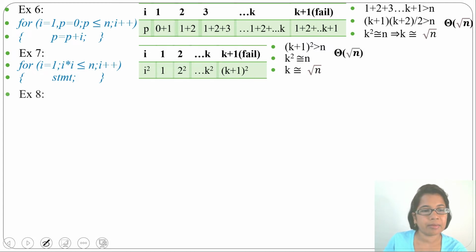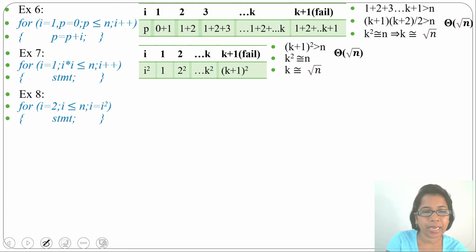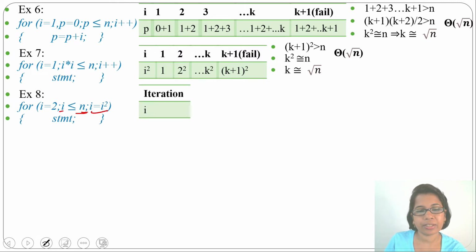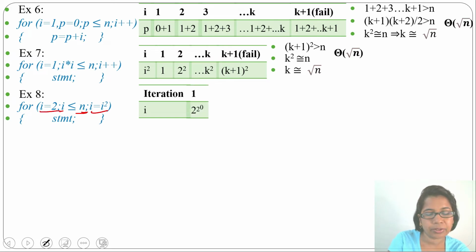Let's see the next example, example 8. For i equals 2, i less than or equal to n, i equals i square, and some statement is given. Every time the i value will be i square and this i should be less than or equal to n. When it is greater than n, it will fail. So we'll check the iteration and i. For the first iteration, the i value is 2. Here it is given i equals 2.